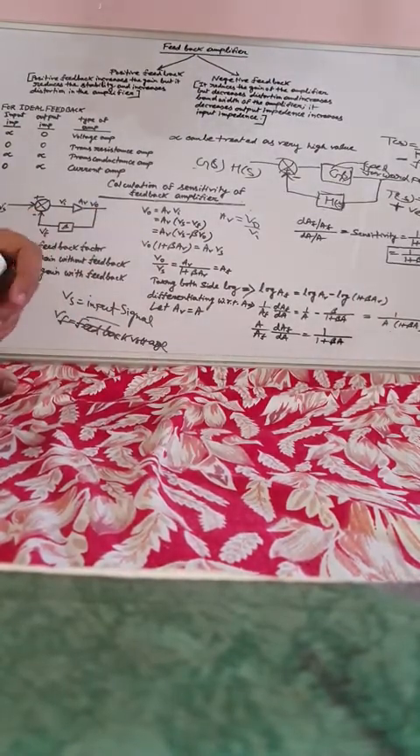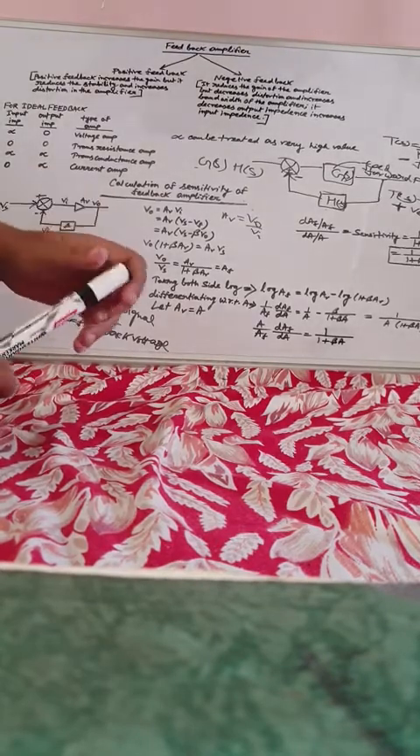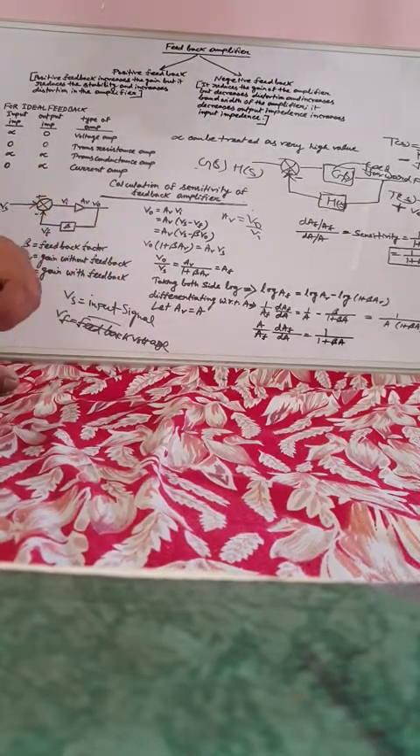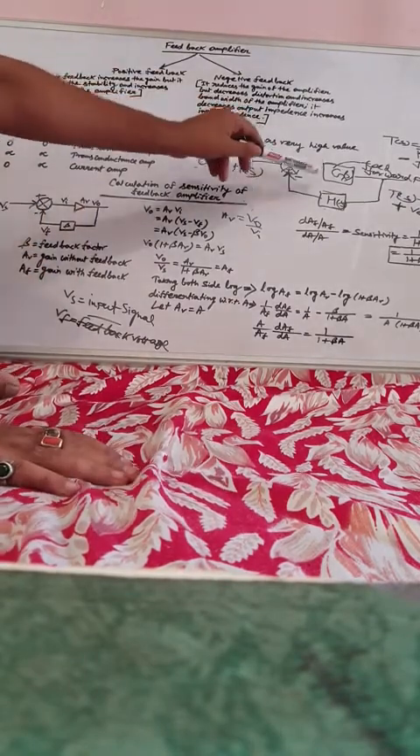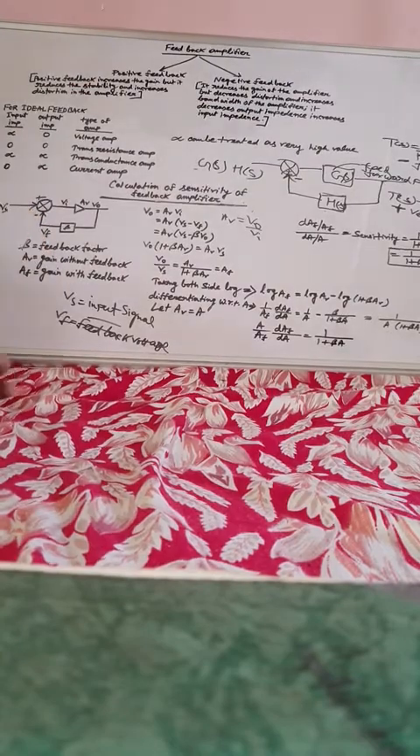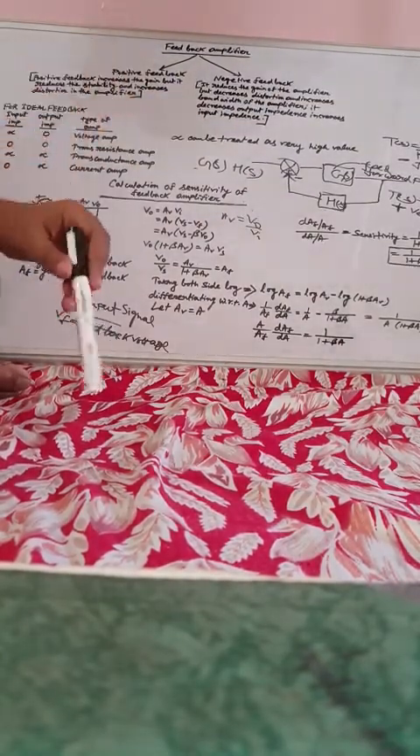So before understanding feedback amplifier, you need to understand some basics of control system. What is feedback amplifier? You can suppose this is a control system. This is a control system diagram, a block diagram to find out the transfer function.